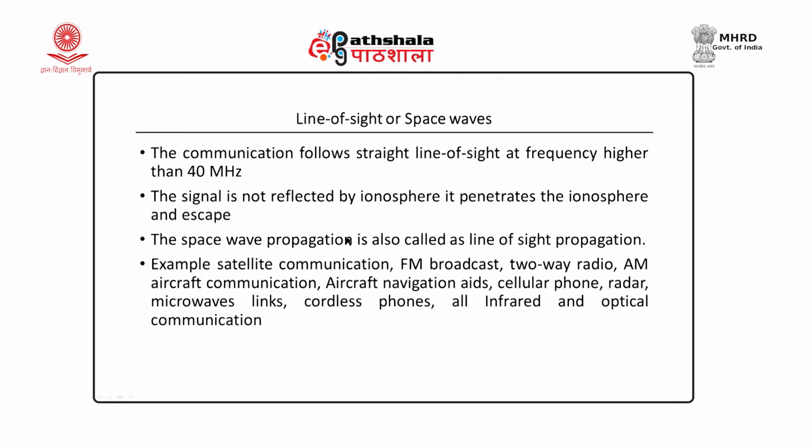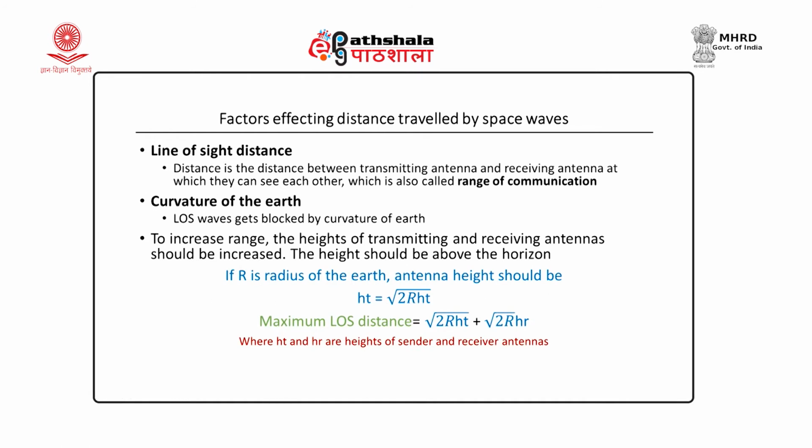The application areas are satellite communication, FM broadcast, two-way radio, AM aircraft communication, aircraft navigation aids, cellular phones, radars, microwave links, cordless phones and all infrared and optical communication. The two factors which affect the distance travelled by space waves are, firstly the line of sight distance, that is the distance between transmitting antenna and receiving antenna at which they can see each other.